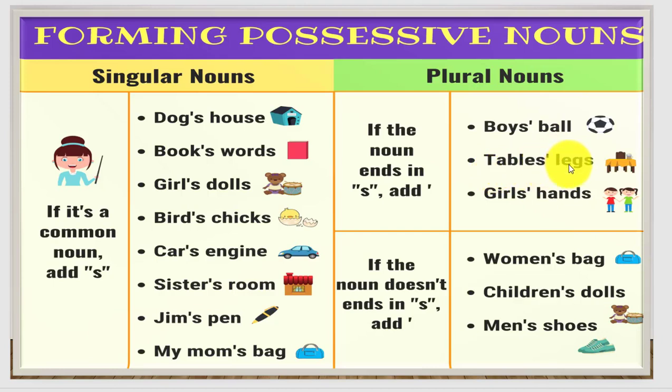The table's legs are four in number. The girl's hands are giant. So if the noun does not end in s, even though it is a plural, we add 's to it. It is a plural, but it doesn't have the s used here. For example, we say the woman's bag is lying on the ground.